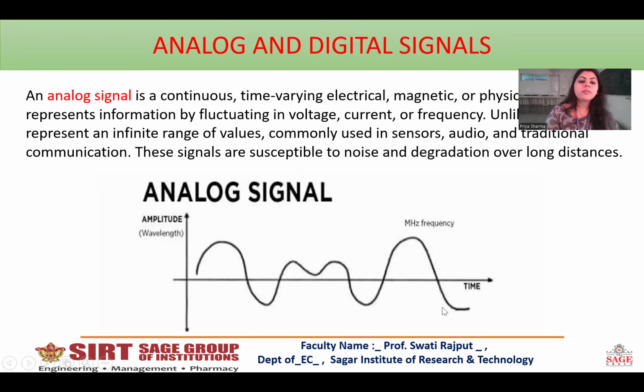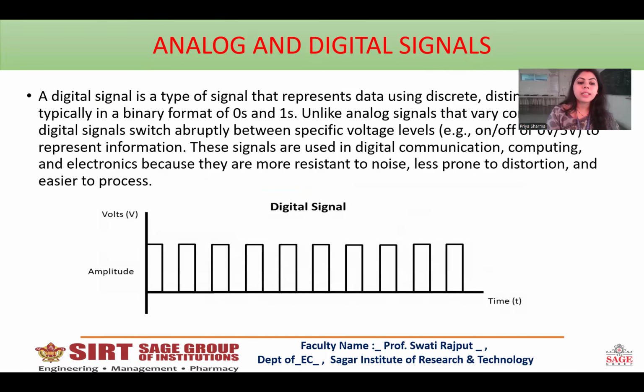Okay. And what is a digital signal? A digital signal is a type of signal that represents data using discrete values, typically in binary format, zeros and ones. You know how these are in a binary format, zeros and ones. Okay, ones, zeros, ones, zeros, like this. Okay, it is a digital form.